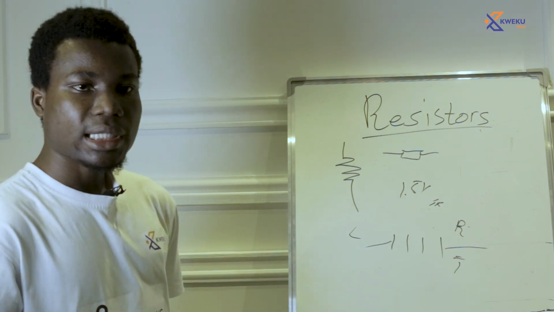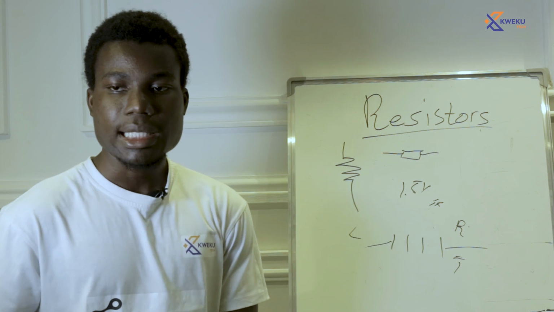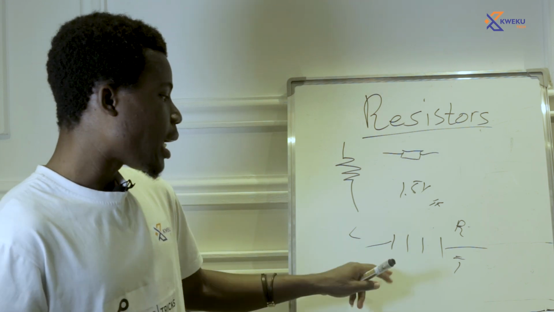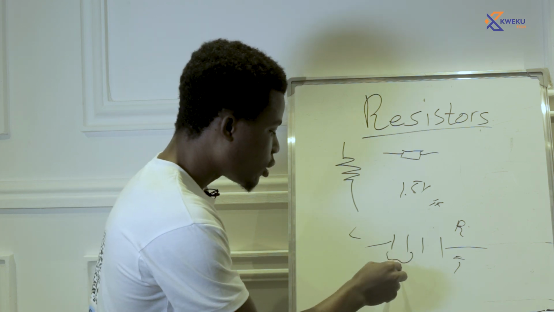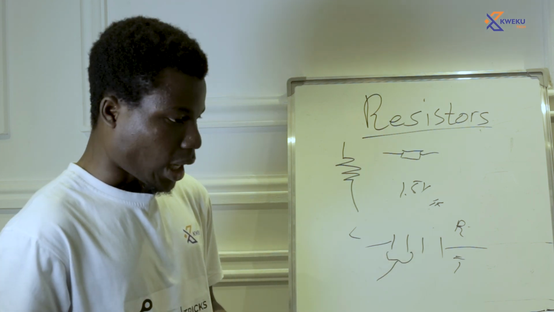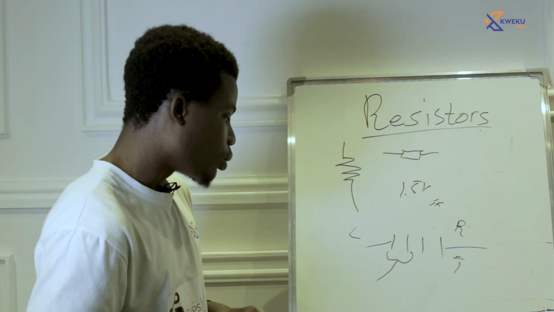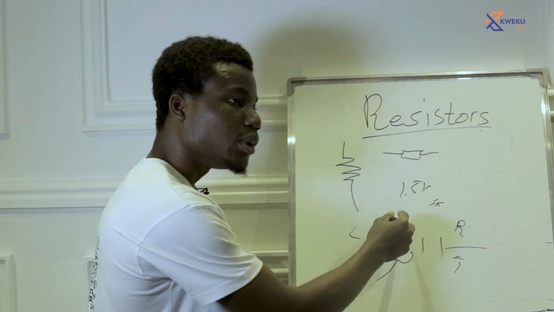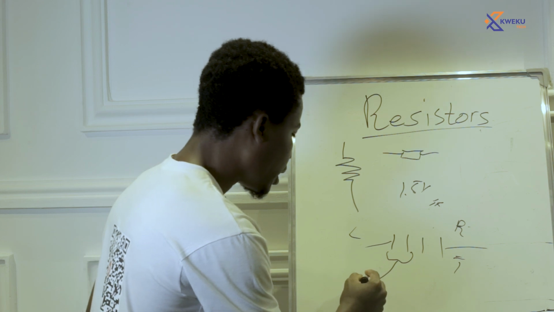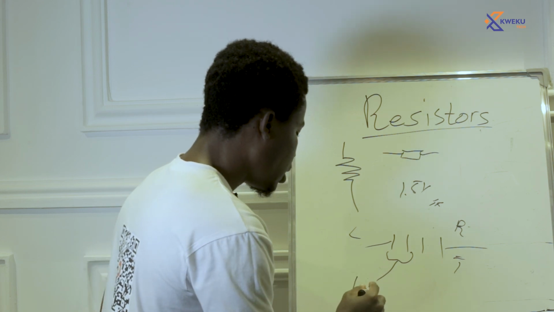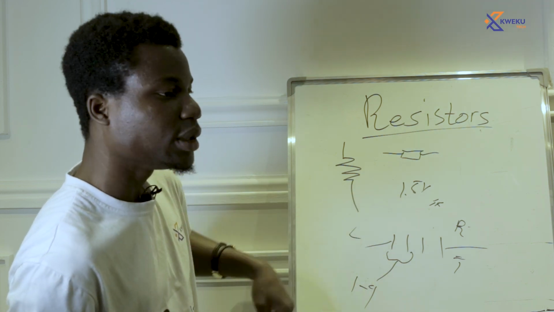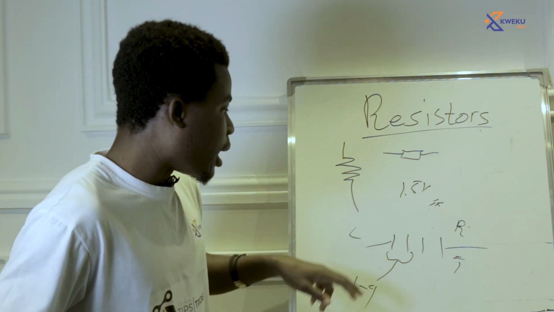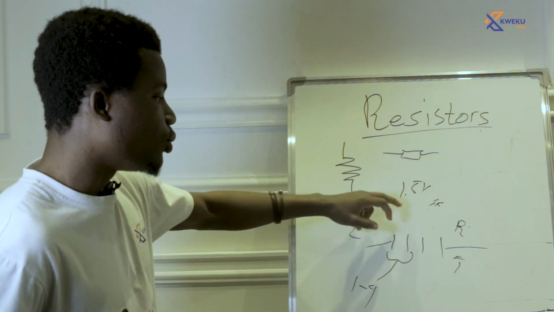And then these 3 indicate the amount of resistance it has. There are 1, 2, 3. The first two are numbers between 1 to 9 for each one. So you can have 1 here, 2 here, which makes 12. Or you can have 2 and then 6, which makes 26.